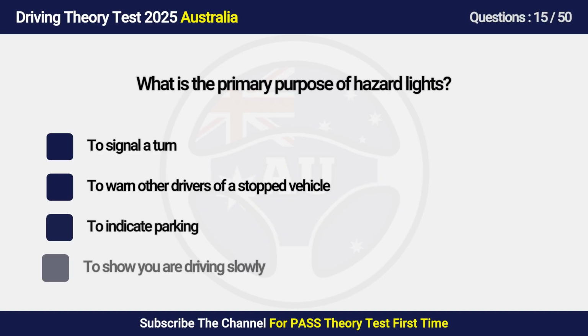Question 15. What is the primary purpose of hazard lights? A. To signal a turn. B. To warn other drivers of a stopped vehicle. C. To indicate parking. D. To show you are driving slowly.